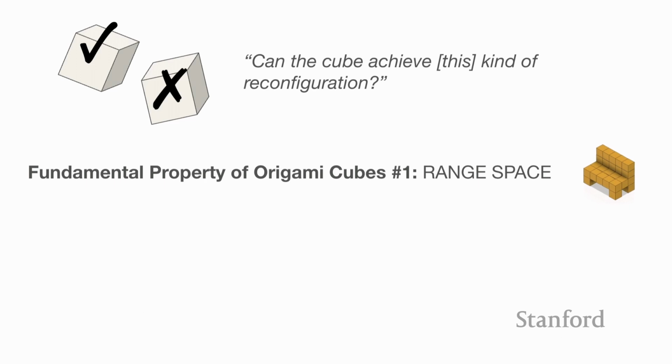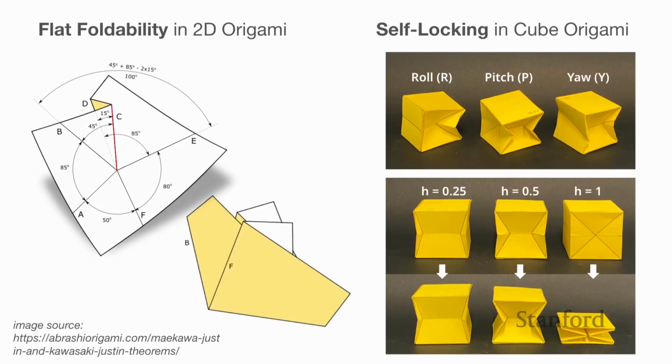And today we're going to give you a primer of what kind of fundamental properties of origami cubes are considered useful, and what we are interested in studying when we look at a cube. One of those is the range space. So what shapes can the cube be made into? Can it do roll, pitch, and yaw? Can it reconfigure in multiple ways or have one path of motion? That's the range space. Another one is flat foldability.